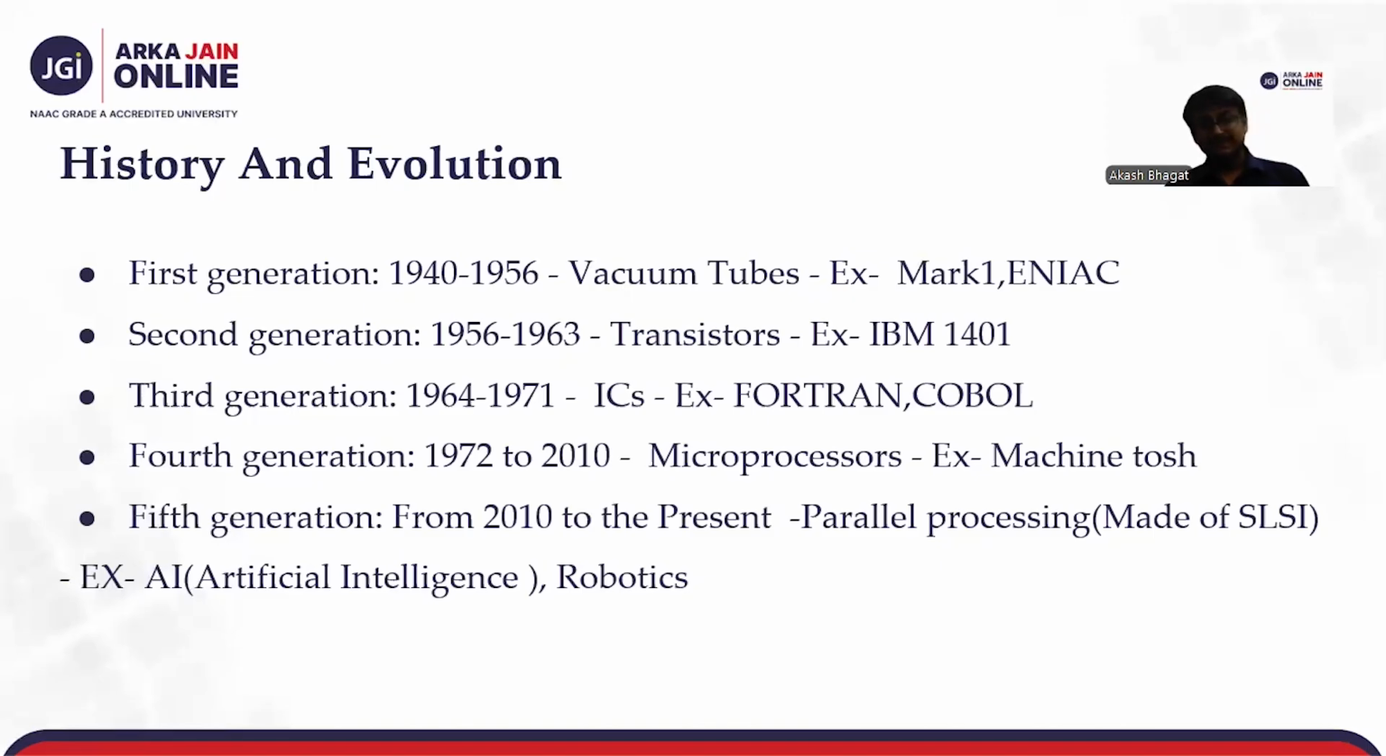That is the integrated circuits era, and the technologies were influenced by integrated circuits. The examples of programs were Fortran programming and COBOL. Fourth generation started in 1972 and lasts till 2010, and the technology which was very popular during the fourth generation was microprocessors. Next, fifth generation. It started from 2010 and still exists. In the fifth generation we are talking about artificial intelligence, machine learning, IoT.